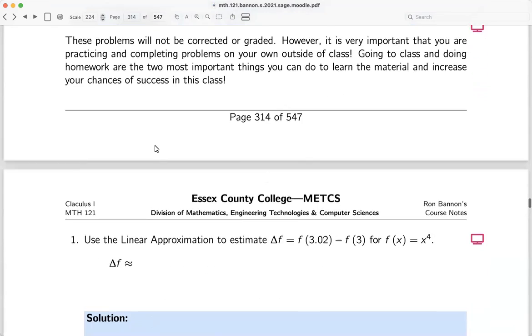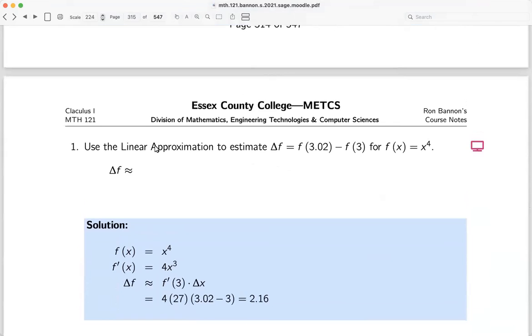Okay, we're in section 22. I'm going to do the homework now. Some of this homework is going to require the use of a calculator.